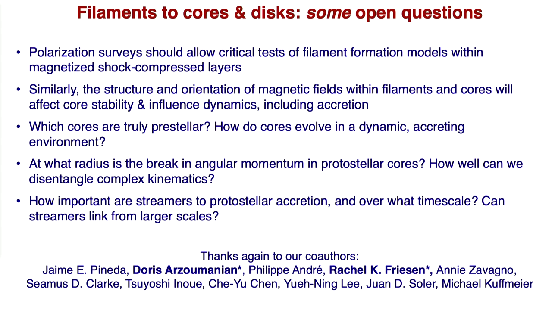So I just wanted to end with some open questions that come out of the discussion in our chapter. Polarization surveys, thank you to the hard work that's been done by all the magnetic fields people. Polarization surveys should allow critical tests of filament formation models. So, truly trying to understand what the predictions are and what we see. And similarly, the structure and orientation of magnetic fields within filaments and cores will affect core stability. I didn't include that in the discussions.